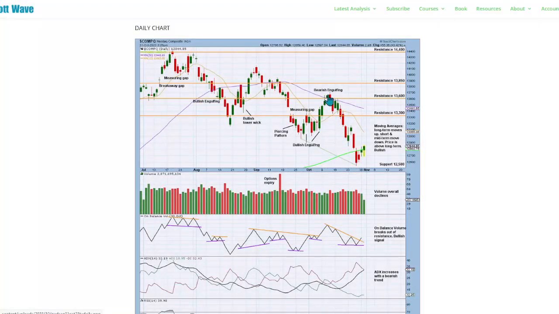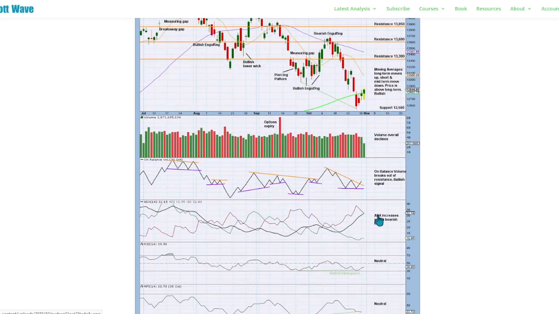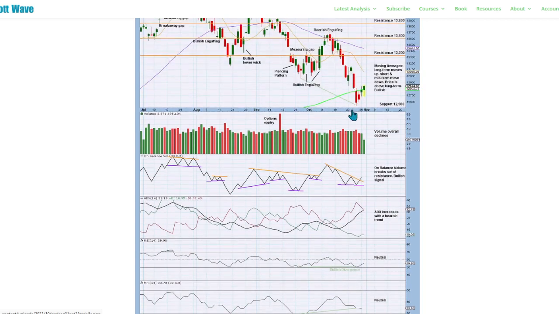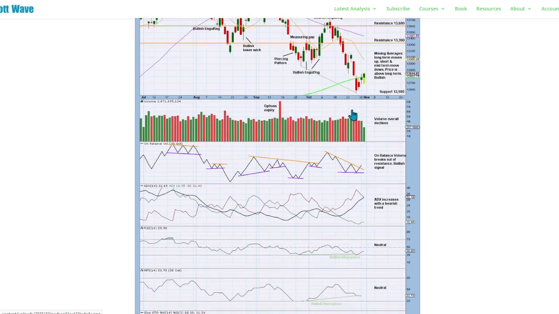And on the technical daily chart, price has declined towards support at 12500, now beginning to move slightly up with overall declining volume. On balance, volume has broken out of resistance, giving a bullish signal. ADX is increasing with a bearish trend that is not yet extreme, though it is close. As ADX continues to increase, RSI and money flow are both neutral, though RSI, money flow, and stochastics all exhibit bullish divergence, where these indicators make higher lows where price makes lower lows. This trend may find a corrective movement soon to relieve these conditions.